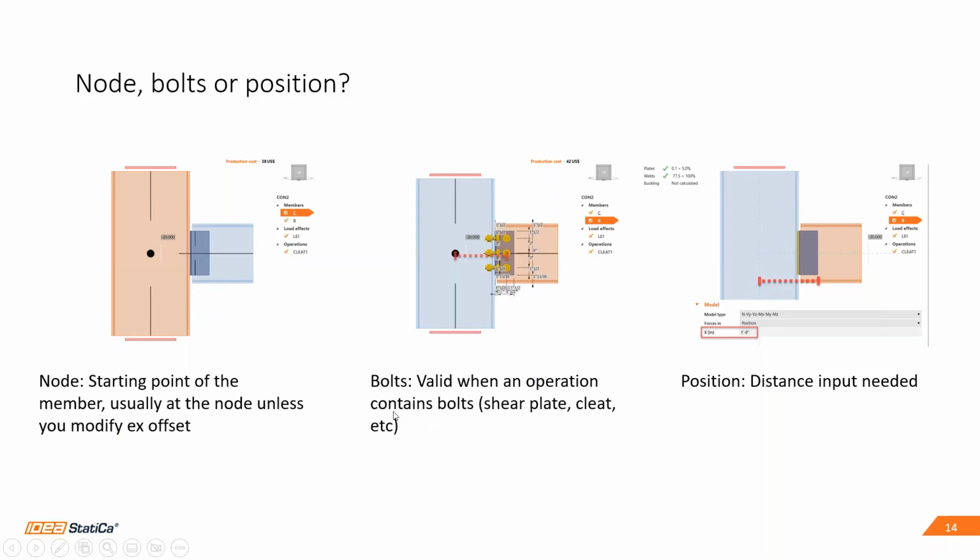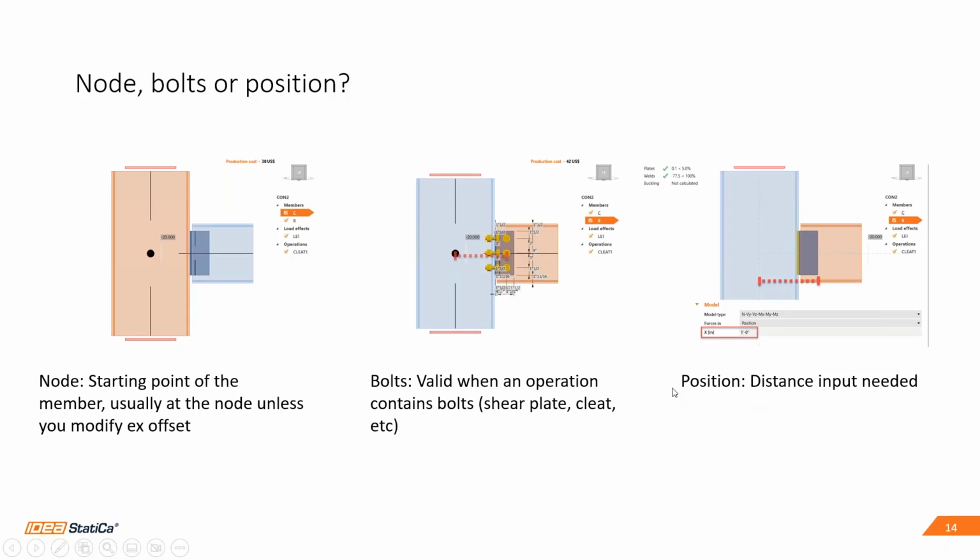Then we have the bolts option, and that will be valid when an operation contains bolts. For instance, shear plate, plate angle, or maybe an end plate, all right? So with that option, you are telling the software to locate the shear force where that bolt is located. In this case, at this position, as you can see this line. And finally, we have an option to indicate that position, but you will need to input that distance. Again, that is taken from the start point of the member, okay?